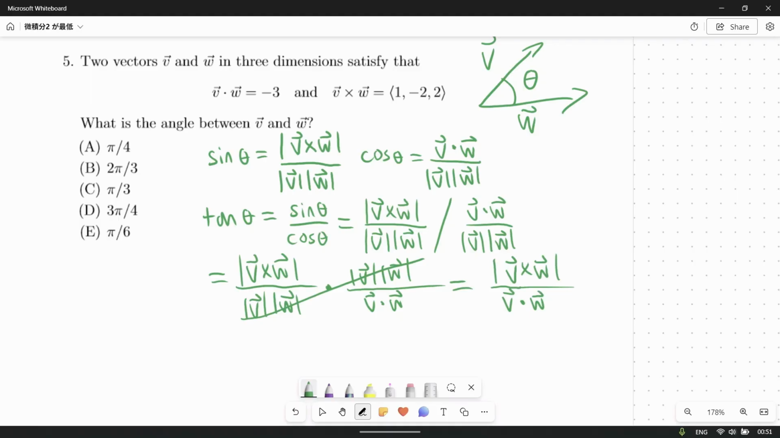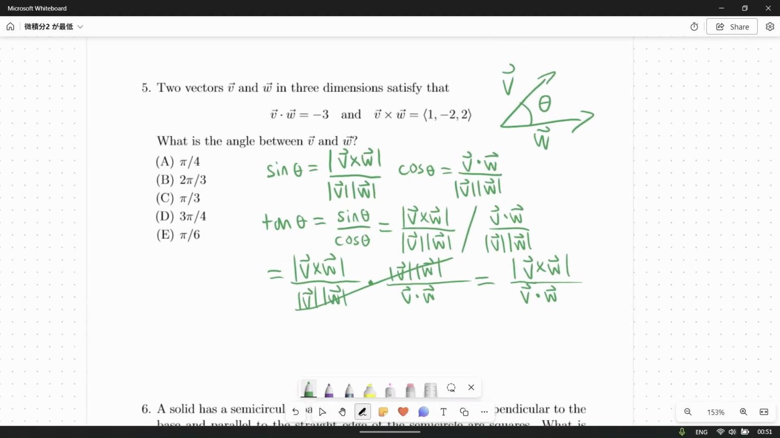And so now we've come up with a relationship that gets rid of all the unknowns, and then from there we can just solve for theta. So let me write that down here. So we can ultimately say that tangent of theta is going to be equal to v cross w over v dotted w.